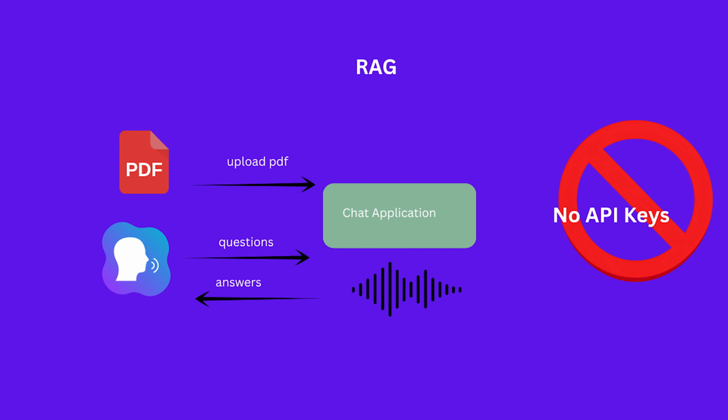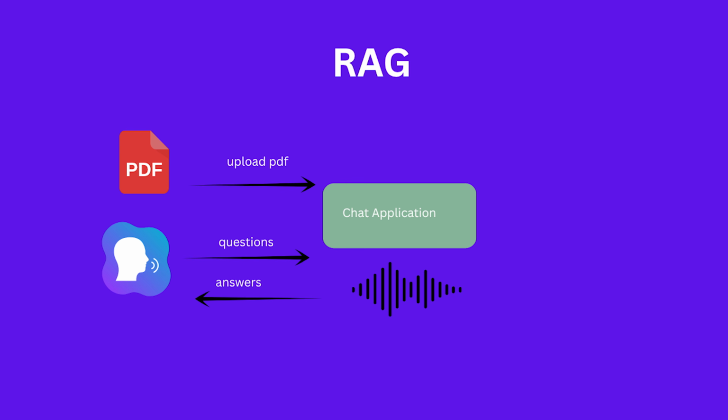There is no OpenAI API, no cloud services, and no API keys. By the end of this video, you will have an AI assistant that can upload PDFs, answer questions using Retrieval-Augmented Generation. It can understand voice input and generate natural sounding speech. So let me show the demo first. Here is what our application can do.